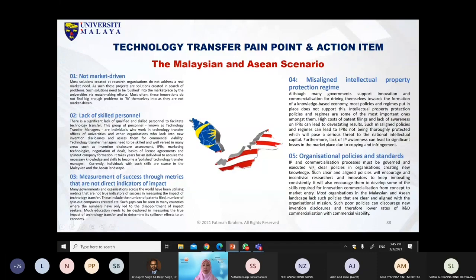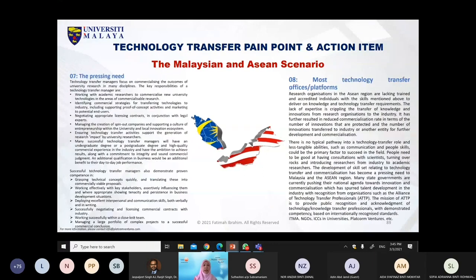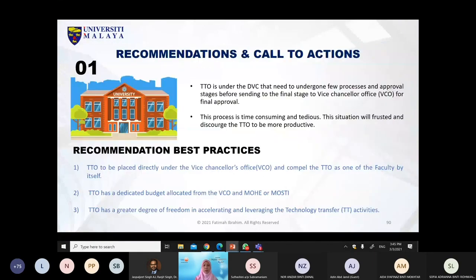So some of the organizations do not have a policy in place. So it's very difficult for technology transfer to accelerate, because with no policy, how can you go? You do not know what the direction is. So the most important thing is to have the policy. And there are pressing needs in technology transfer as well. So please read the manual.